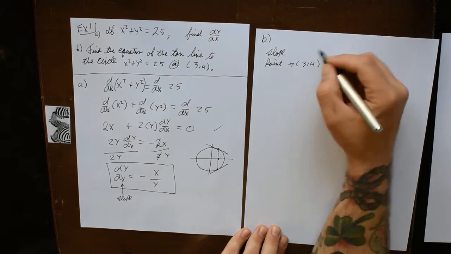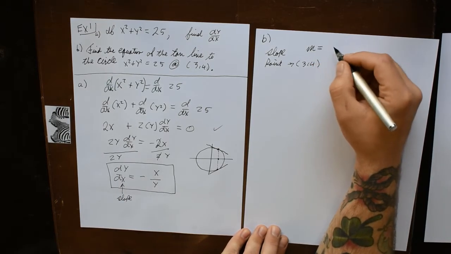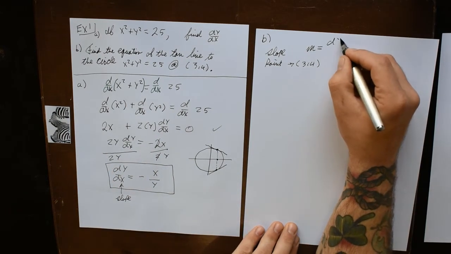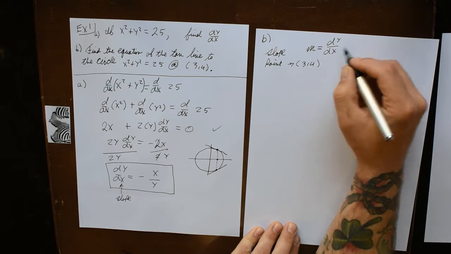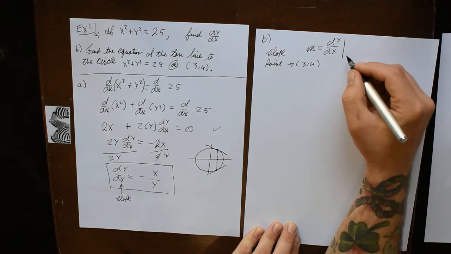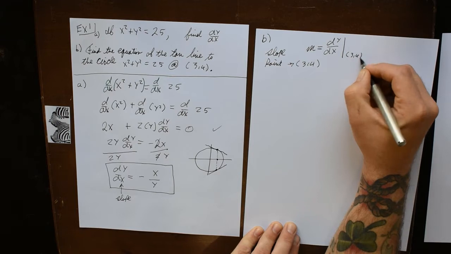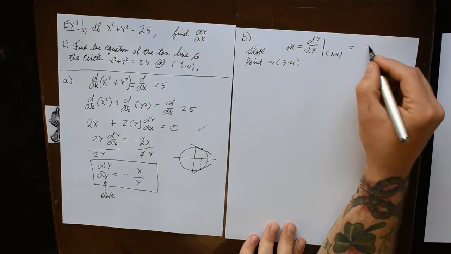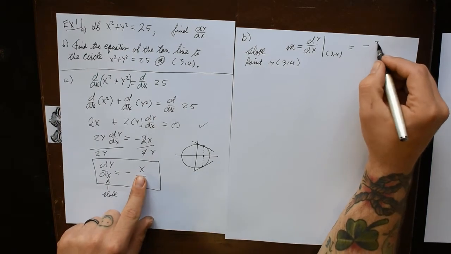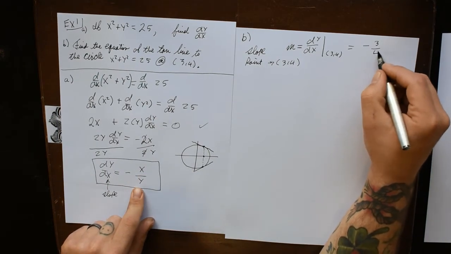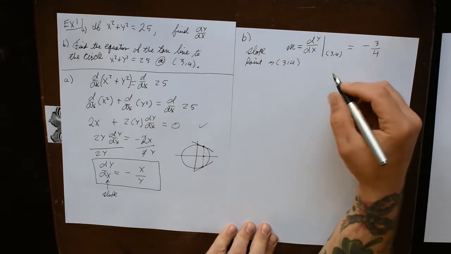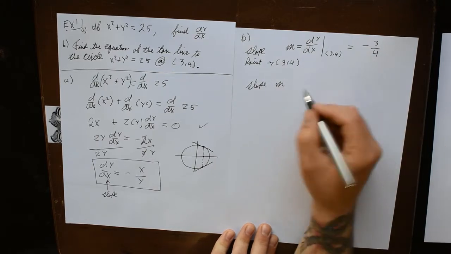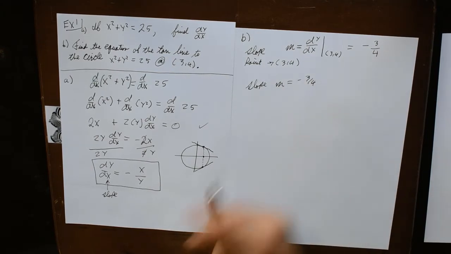Well, the slope is going to be equal to the derivative of y with regards to x. And you might see this notation: the derivative of y with regards to x evaluated at the point 3, 4. I don't use this notation a lot, but I want to remind you that it exists. That's equal to negative x divided by y. Or, written together, we get slope is m, which is equal to negative 3/4.